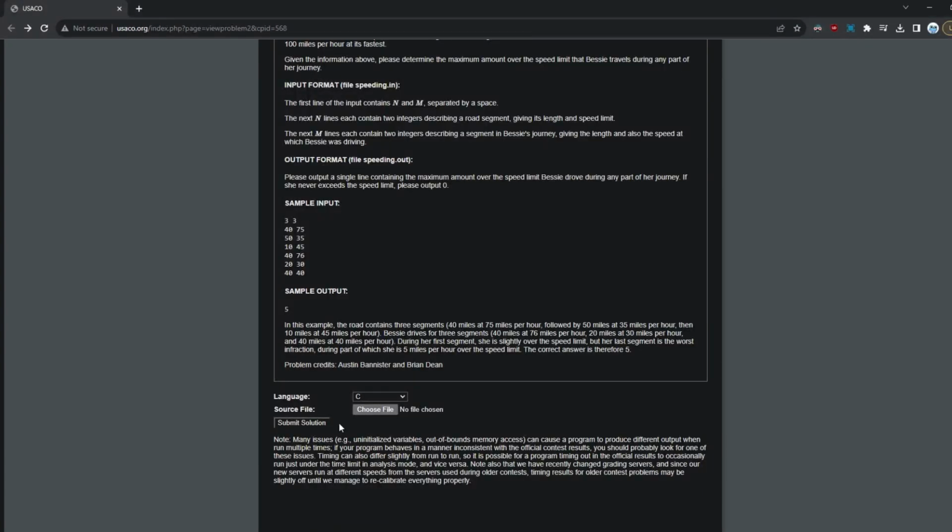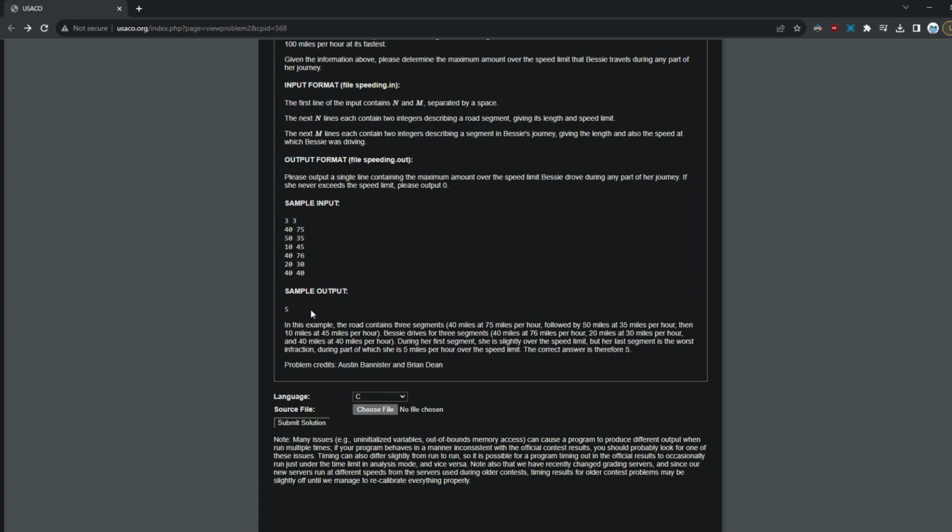In the sample input, this is Bessie's journey and this is the road, because remember, the first three lines are the road, and the last three are Bessie. So the answer would be 5, because the maximum amount over the speed limit that Bessie goes is 5.